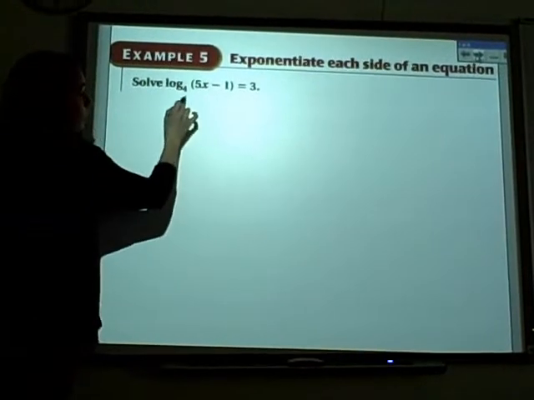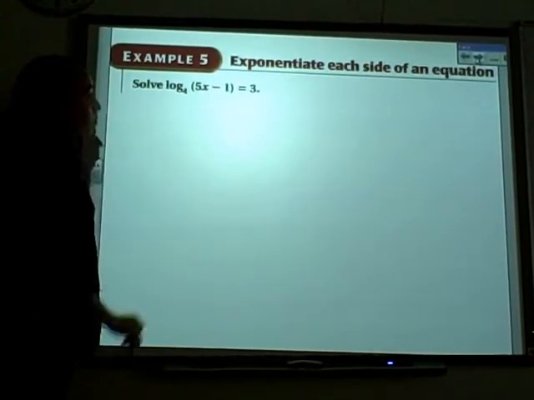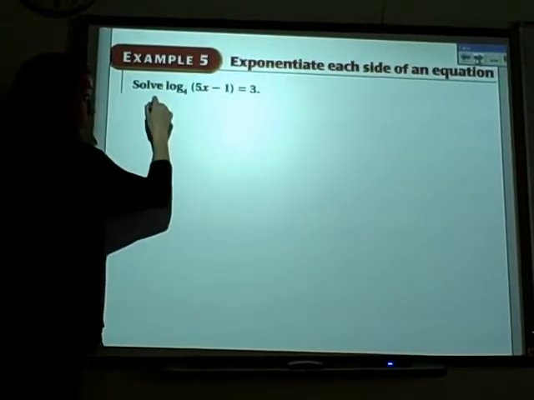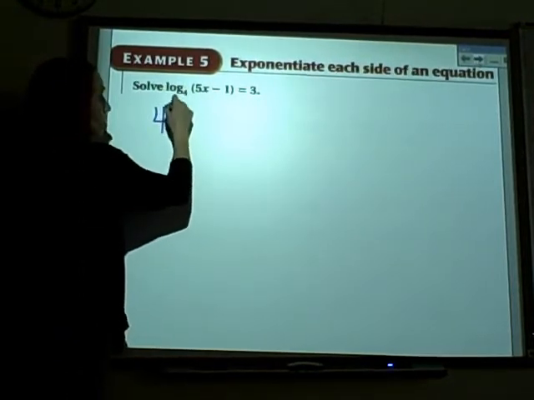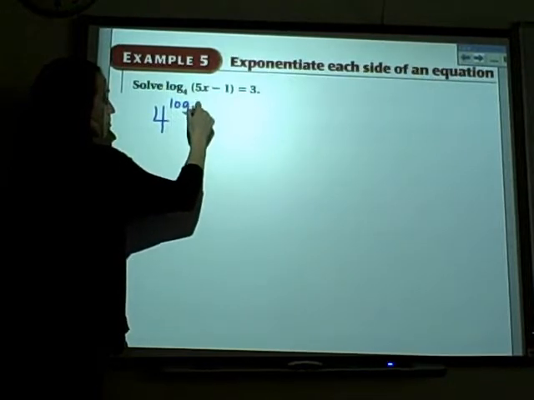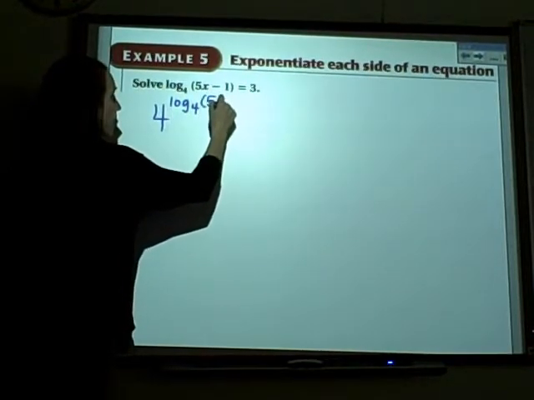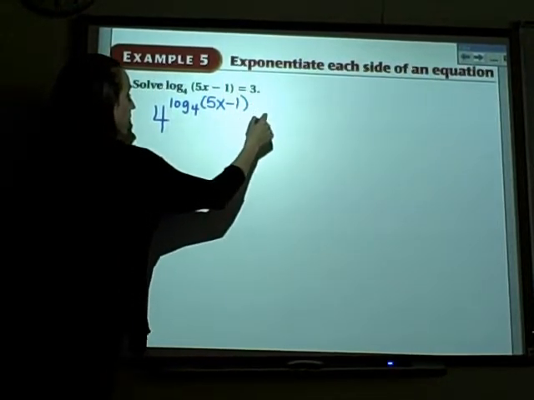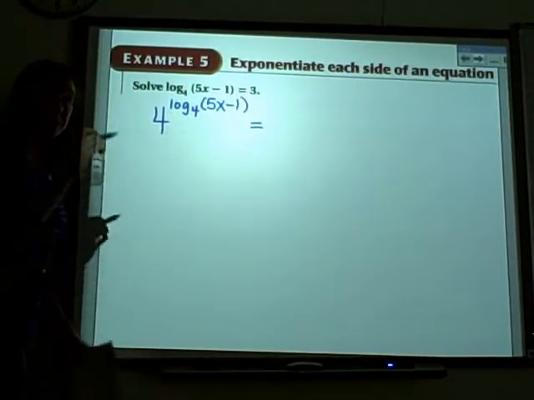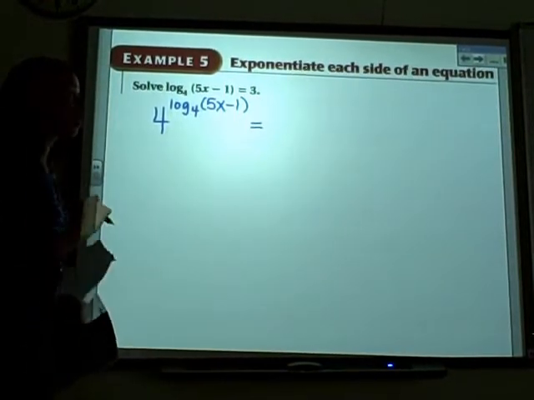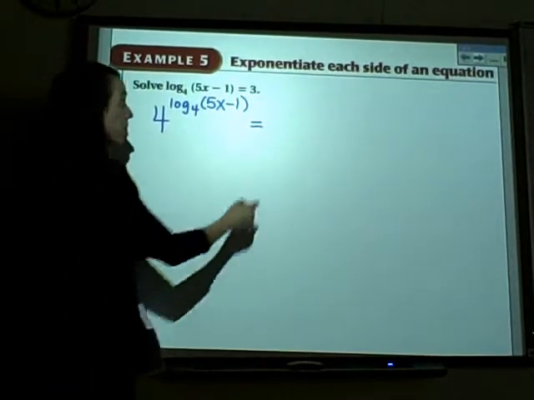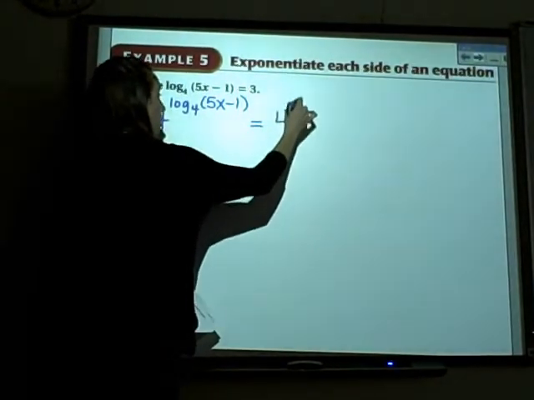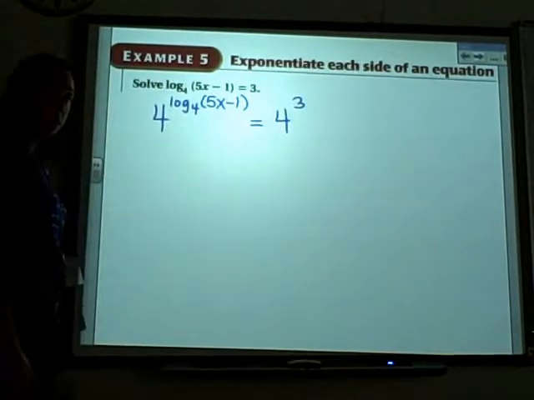That's a good word. So we're going to take this base, which we have a 4, so that's what we're going to use. We're going to use a base of 4. And we're going to make the exponent log base 4 of 5x minus 1. And I'm doing that because I want some stuff to cancel. I want to get rid of that log. And the way to get rid of it is to raise it to that same base. And I got to do the same to the other side, 4 to the third.